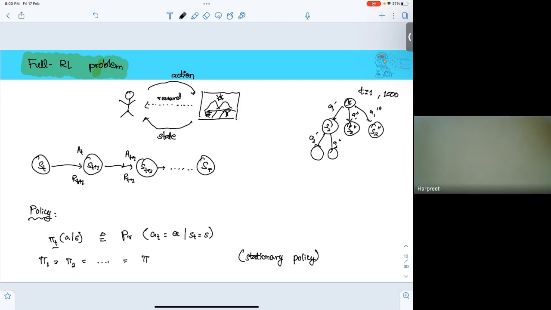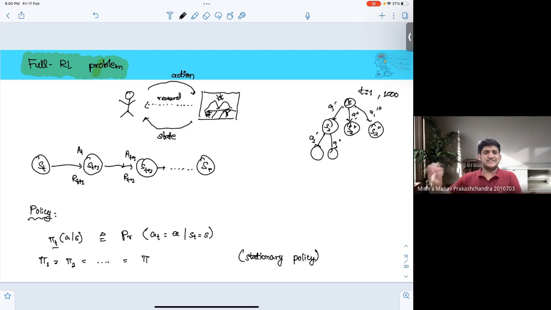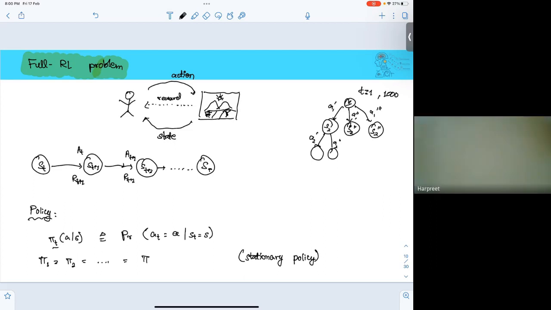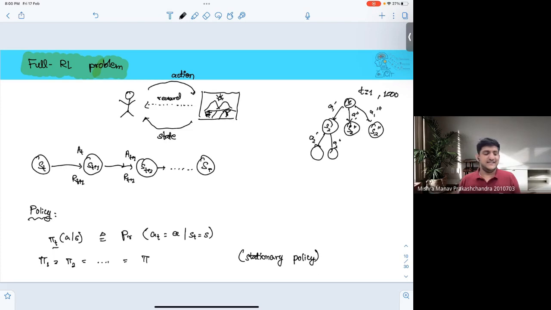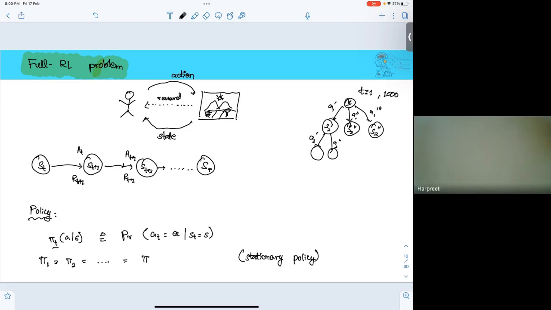Okay. So the 1, 2, 3, and 4 of your pi is actually time 1, time x, time y, which is for the same state. Yes. For the same state action pair. Understood. Yeah. Right. Thanks a lot. Understood. Thanks a lot.